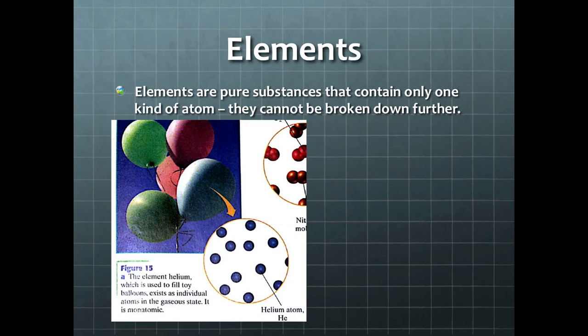So if you look at the image, you can see the element helium. There's only one kind of atom in that little circle, that microscope view, and it's those blue atoms, only one kind.